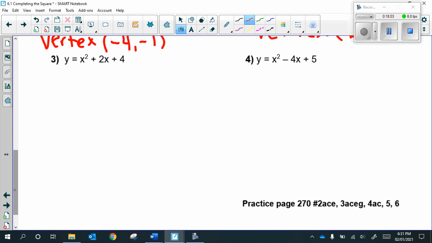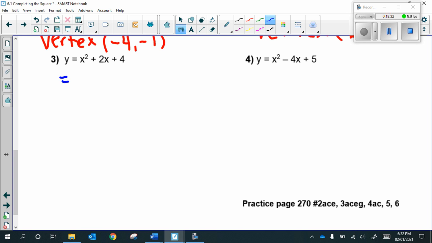Number 3. X squared plus 2x plus 4. Is this a perfect square? If you take the square root of the first term and the square root of the last term and double it, does it give us the middle term? Let's see. If we take the square root of the first term, it's x. Square root of the last term would be 2. And double it, it's going to give us 4x. So even though it looked like a perfect square, it is not a perfect square because the middle term is 2x, not 4x. Okay, so we're going to have to complete the square here.